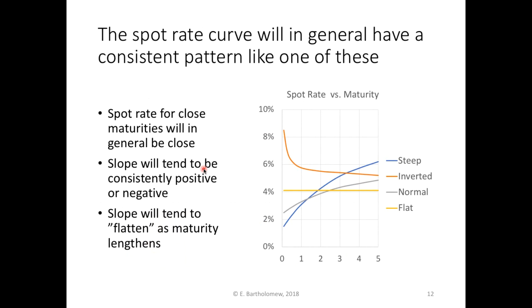Now, the spot rate curve will in general have a consistent pattern like one of these. Spot rates for close maturities will generally be close. The slope will tend to be consistently positive or negative, and it will tend to flatten. So we may see a normal curve like the gray one here. It could be upward sloping, but a little bit steeper. We can have a flat curve. We can have an inverted curve. And notice that close maturities tend to have similar rates going in a similar pattern. And notice also that the curves will tend to flatten, and even more so as we go further out in maturity.